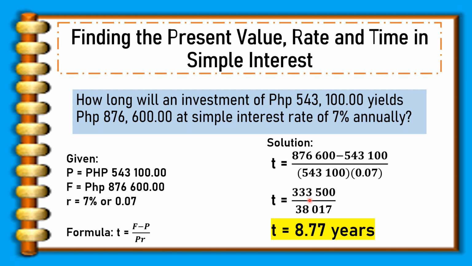And 333,500 divided by 38,017 is 8.77 years. So 543,100 pesos will yield 876,600 pesos at the interest rate of 7% annually after 8.77 years.